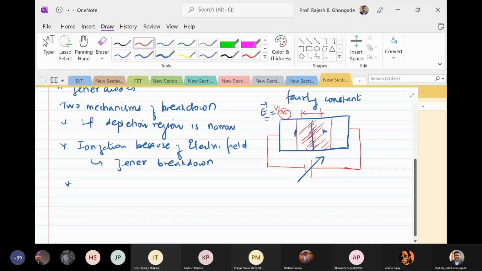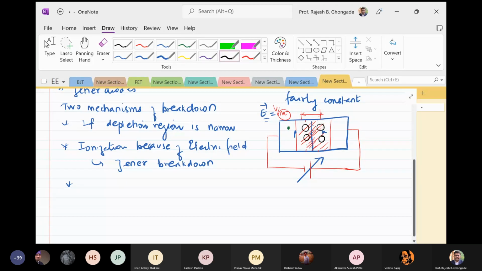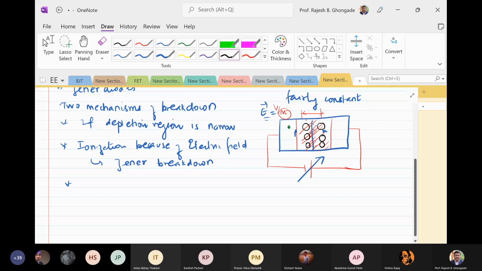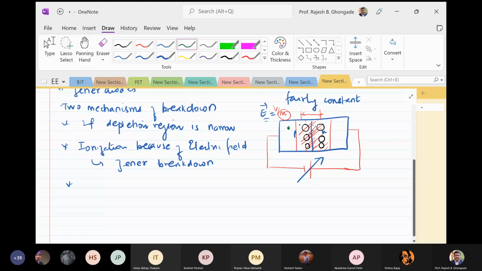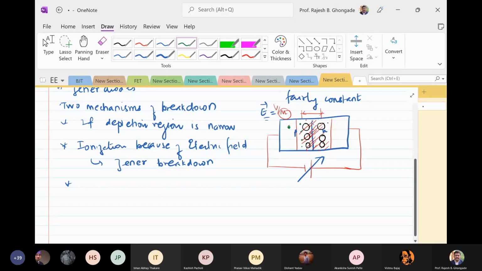So if this sufficient energy is given, let us say we have an electron here, and you have these atoms. There are no free electrons, but these electrons are bound to these atoms, tightly bound to these atoms. They are not free. Here you may have holes.